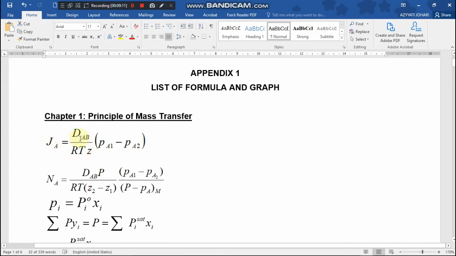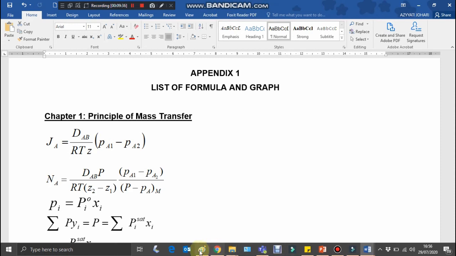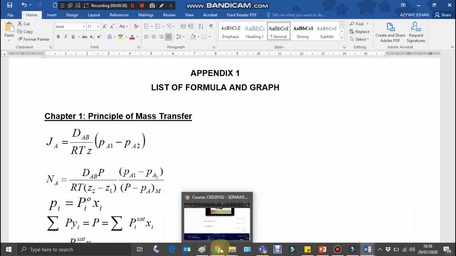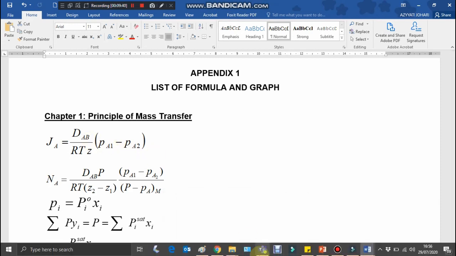So this will be DBA, but it shares the same value as the question provides to you, because DAB is the same as DBA. So you just replace the value of DBA inside this equation, and then this will be PB1 minus PB2. No longer use PA1 minus PA2 if you want to calculate JB. So how can you get the value for PB1 and PB2? It is actually by using Dalton's law, because the question already gives you the value of A.